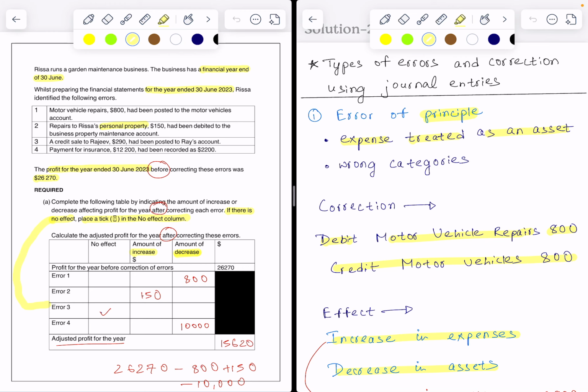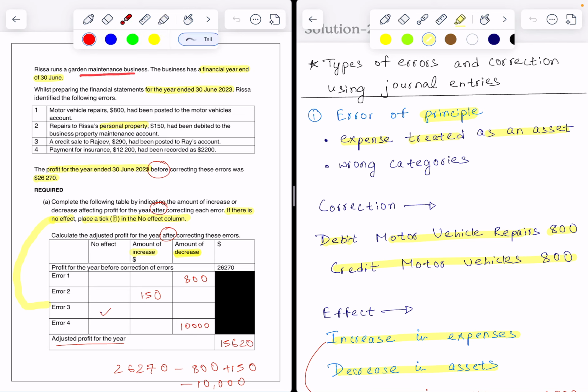So the question is on the left hand side of your screen, and on the right hand side we've got all the workings. As part of the workings, I'm going a bit in depth in terms of actually understanding the types of errors and the relevant journal entries which are necessary for correction, so that way you can have a clear understanding on how to handle similar questions in your main exam. So with that being said, let's begin.